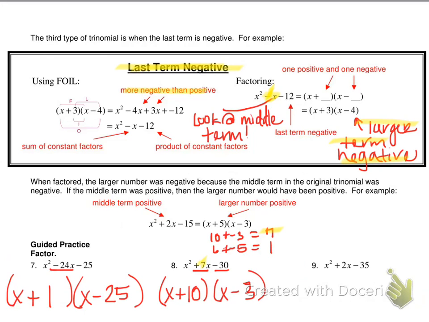All right. Number 9. Last term is negative, so x plus something, x minus something. My middle term is positive, so whatever the factors of 35 are, my larger factor will need to be positive. I can already tell that 7 times 5 is 35, and 35 times negative 1. So 7 plus a negative 5 gives me a 2, and that's what I'm looking for. So that's my answer. x plus 7, because my middle term is positive, so 7 will be positive.